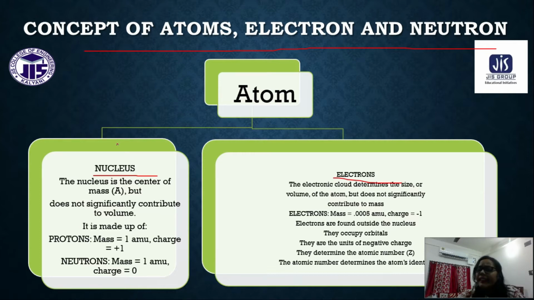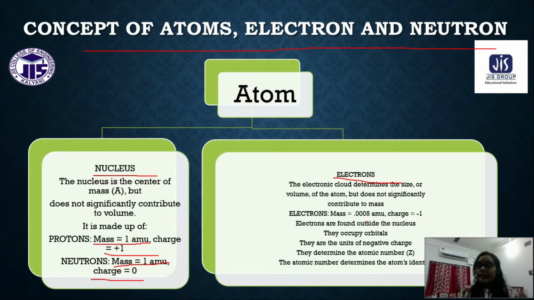In the atom, at the center of the atom we have the nucleus. The constituents of the nucleus are neutron and proton. The mass of the proton is 1 mu and its charge we consider to be +1. For neutron, the charge is 0 and the mass is 1 mu.